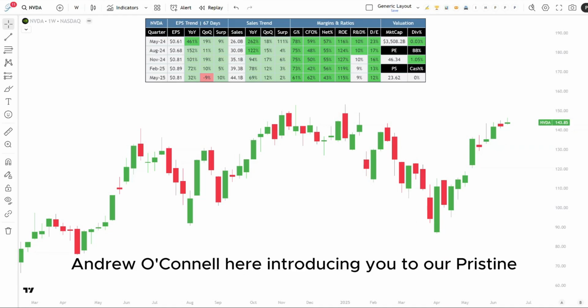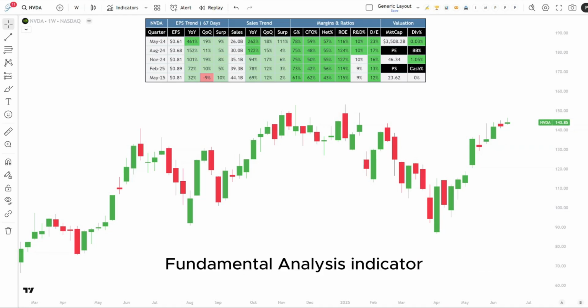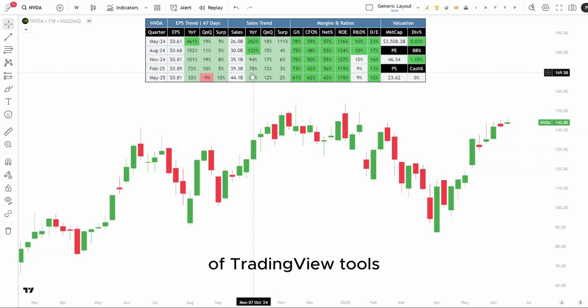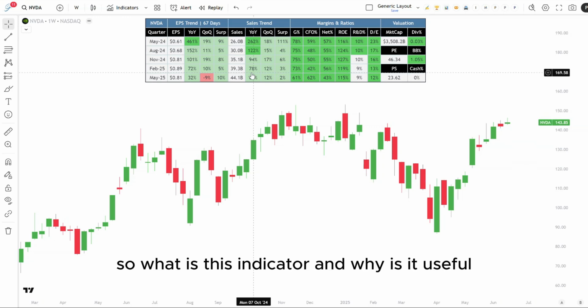Andrew O'Connell here, introducing you to our Pristine Fundamental Analysis Indicator, which is included in our Pristine Indicator suite of TradingView tools. So what is this indicator and why is it useful?